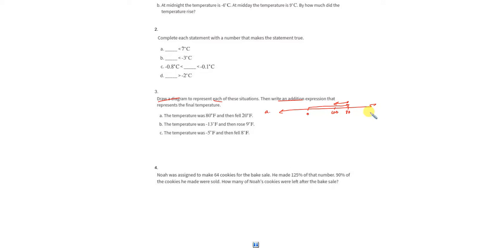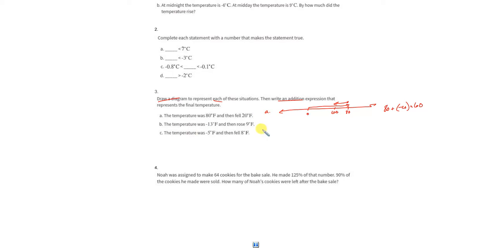That's what that looks like. That's really easy to do. And your addition expression would simply just be 80 plus negative 20 gives us the 60. And remember, it wants an addition expression, so we have to use plus negative 20. We can't just write 80 minus 20. We're trying to really get that idea of adding negative into the thought process.